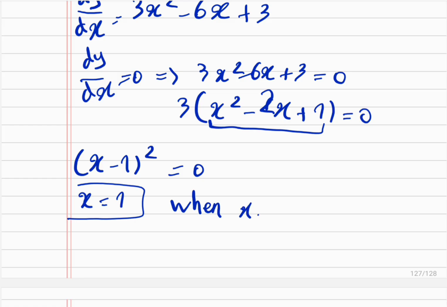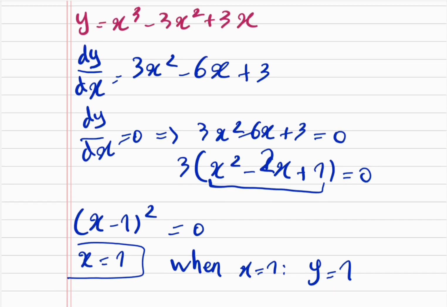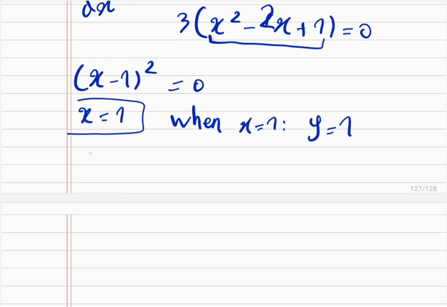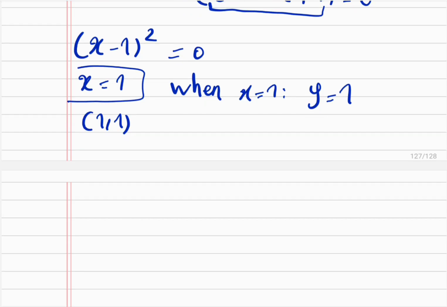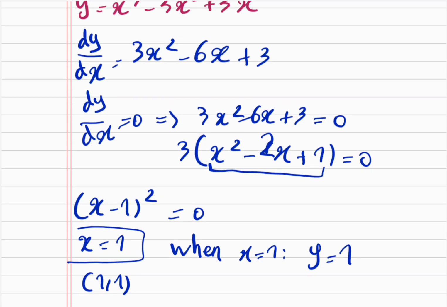So when x is equal to 1, then y is equal to 1. So now we have the coordinates of the stationary point. And now we want to determine that it's a point of inflection. But first, we need to find the second derivative. So the second derivative is equal to 6x minus 6.